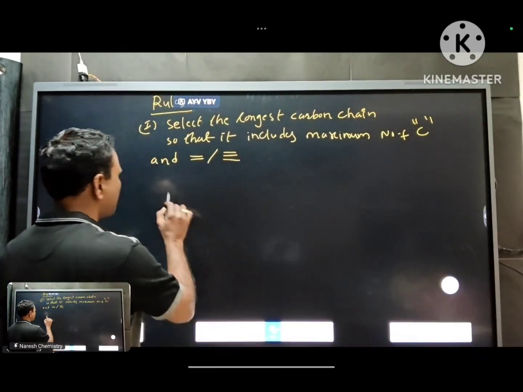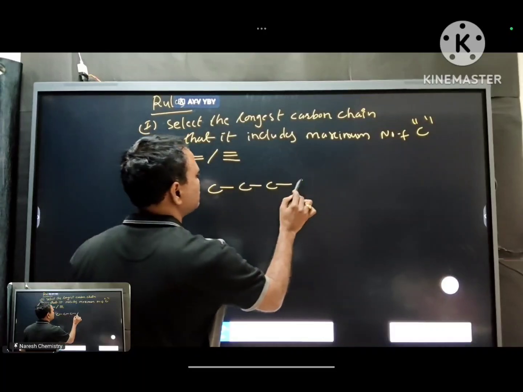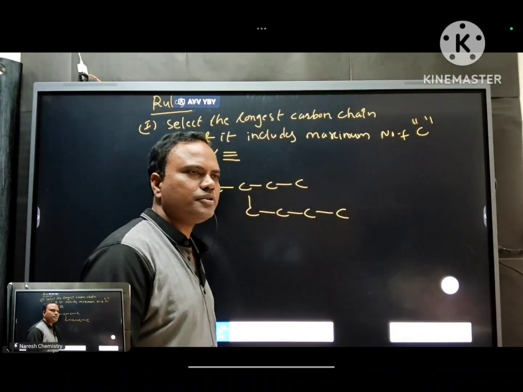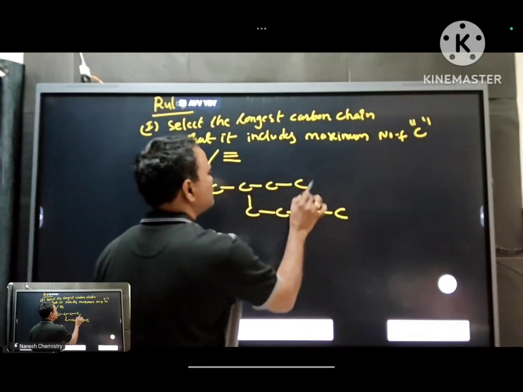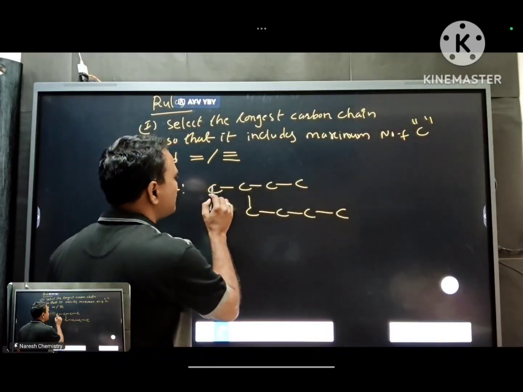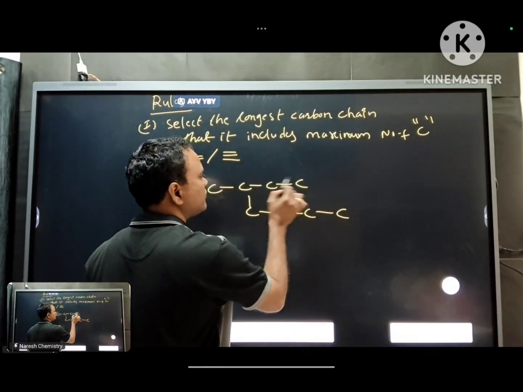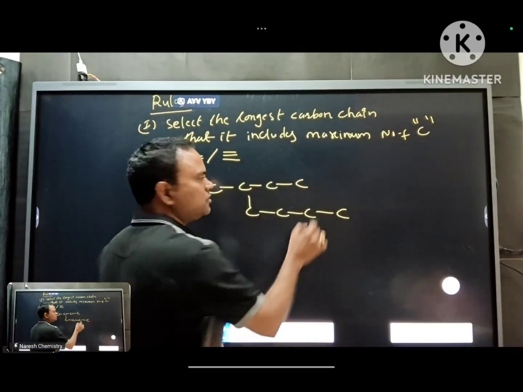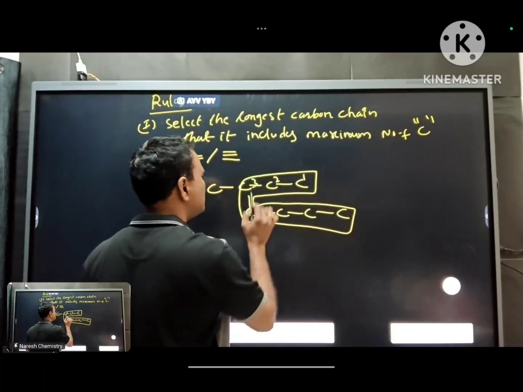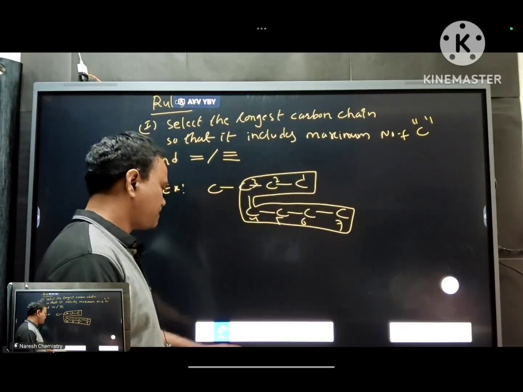Let us see this example. In this, how many carbons are present in the longest chain? If I go like this, how many carbons are present? 1, 2, 3, 4 only. If you go like this, 1, 2, 3, 4, 5, 6. If you go like this, 1, 2, 3, 4, 5, 6, 7. So this is the longest carbon chain.